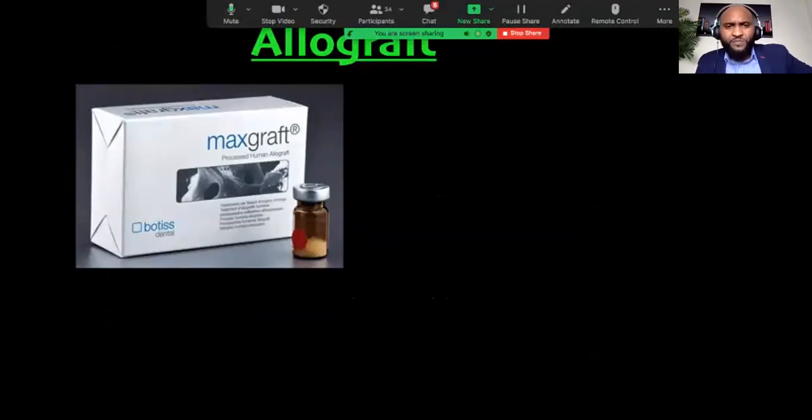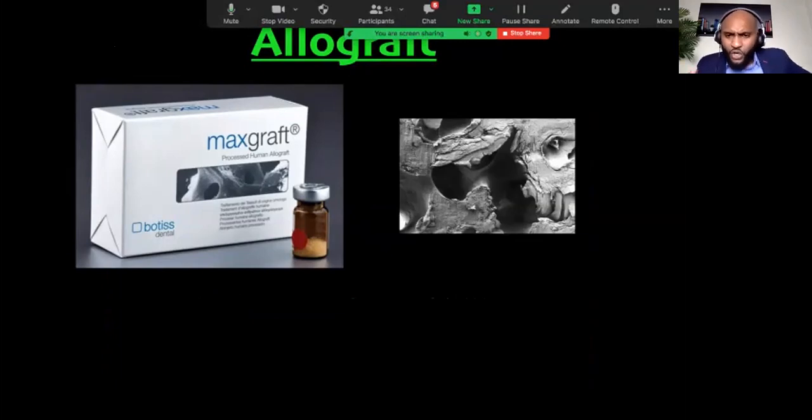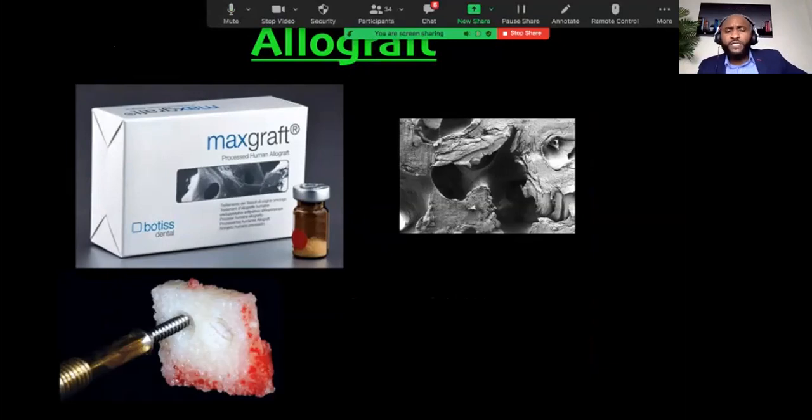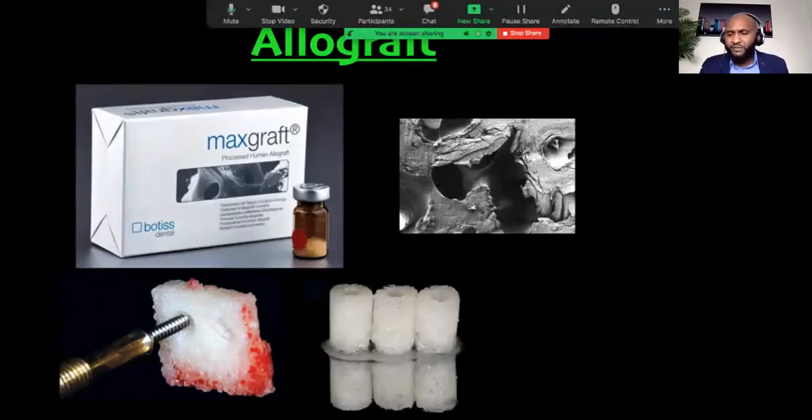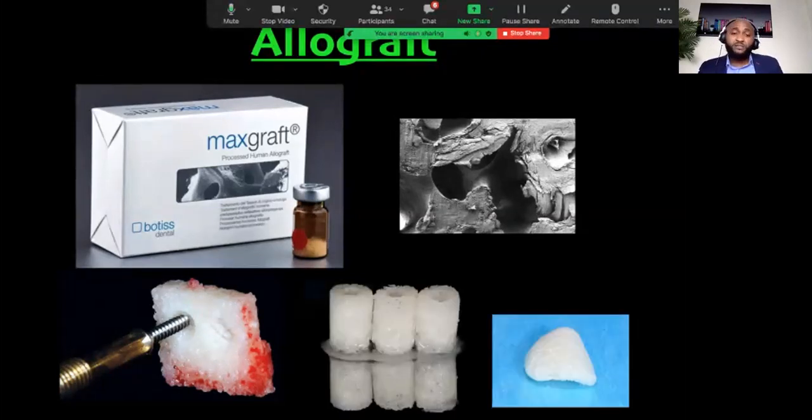Like we said, this is processed human bone from cadavers. They're usually donated. It is the next best alternative after the patient's own bone. If you look at it, it's definitely similar to the patient's own bone because it's harvested from a human. It can be presented to you when you buy from your supplier, either as a block, as a ring, and can actually be 3D milled depending on the situation that you're working on.